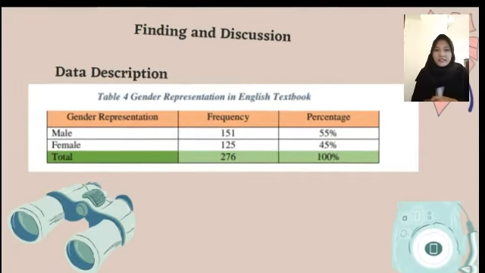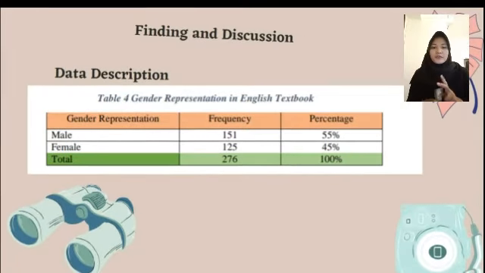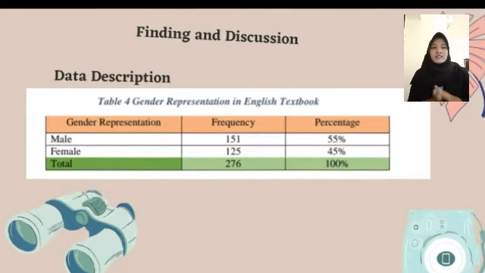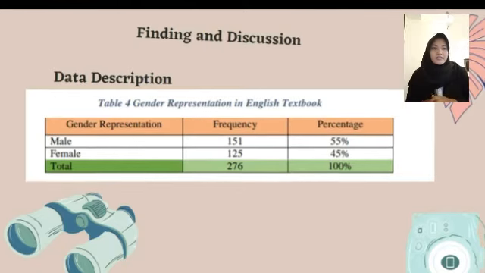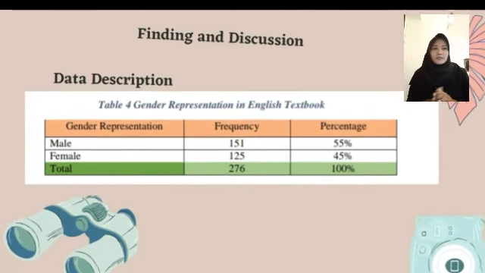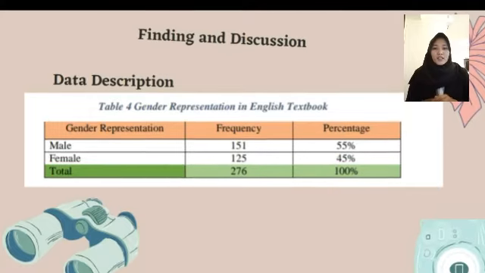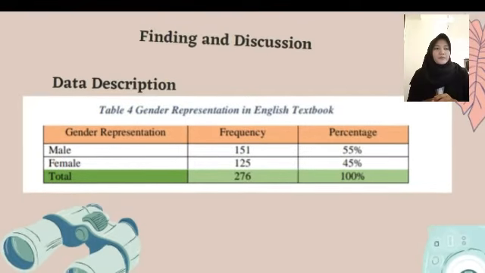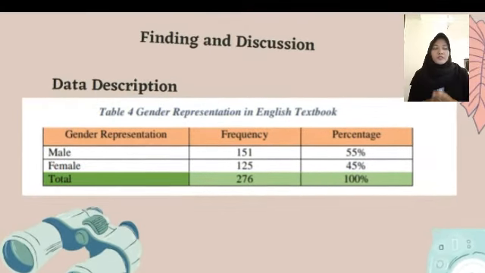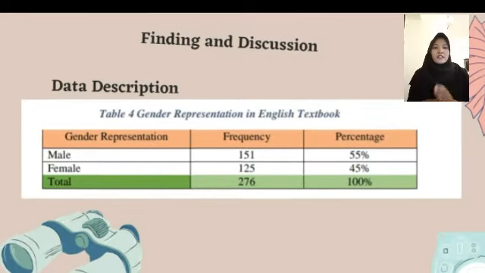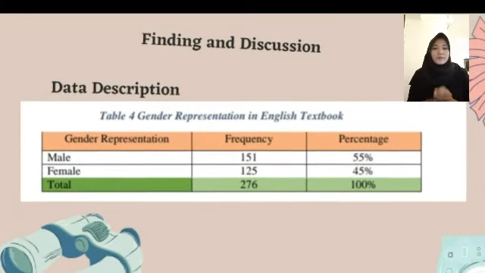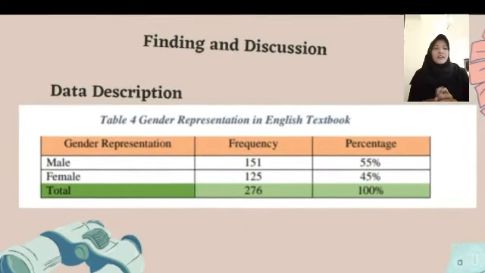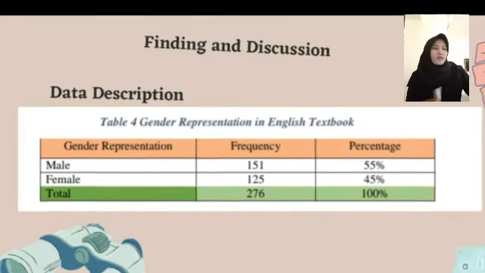Finding and discussion. The finding and discussion have two parts: the data description and the analysis of the text. In the data description, as seen in Table 4, the gender representation in the English textbook shows the frequency of males in the textbooks is 151, at 55 percent, and for females it is 45 percent, with a frequency of 125.